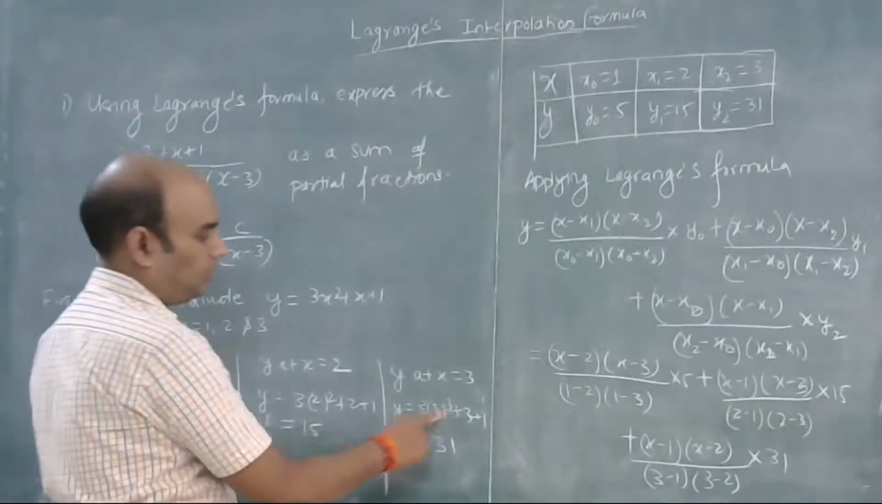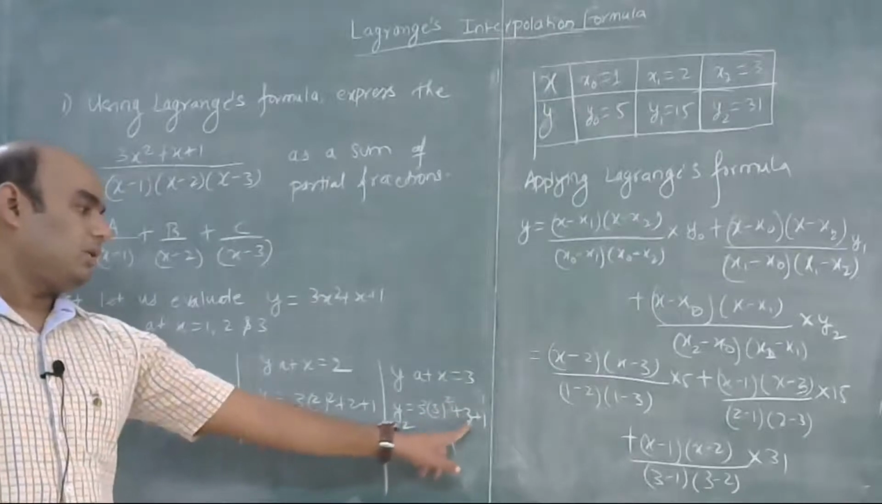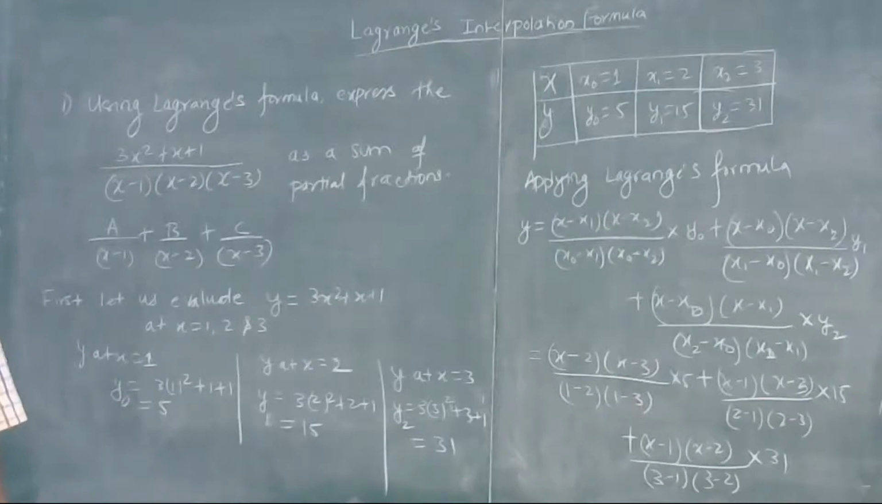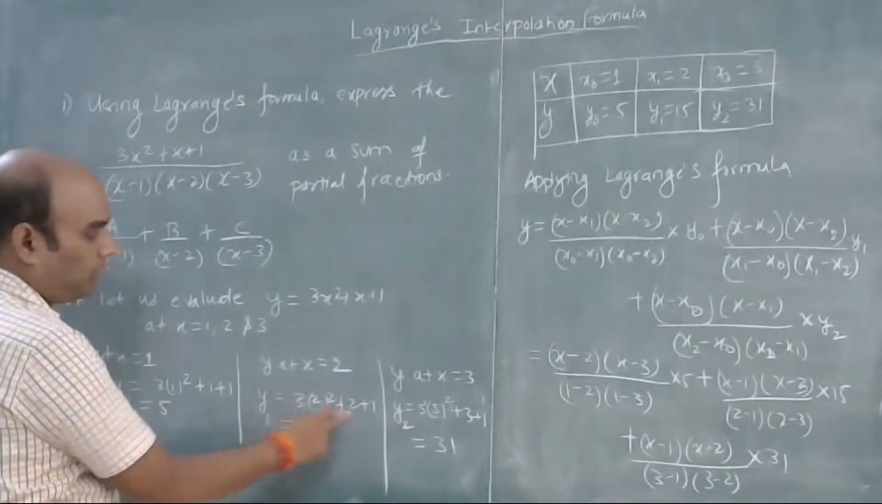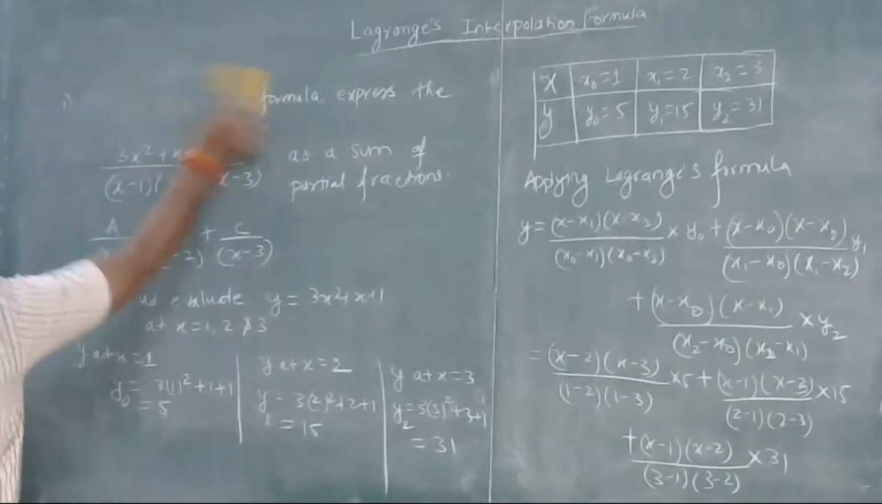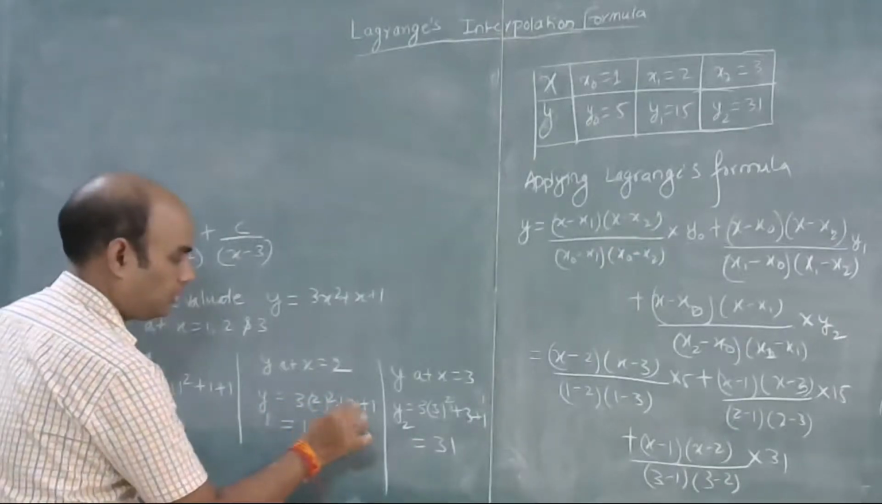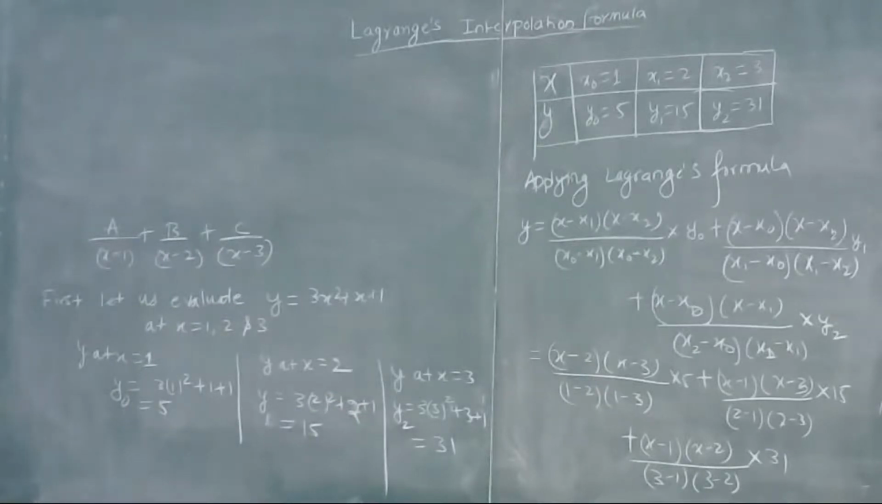y2 will come, how much will this become? So square, square. This will become 27 plus 3 plus 1, 31. So this will become 4, okay, now 4 into 3 is 12, 12 plus 2 is 14, plus 1 is 15. So 15 will come. Check it. It is 2. 3x square plus x plus 1, okay.